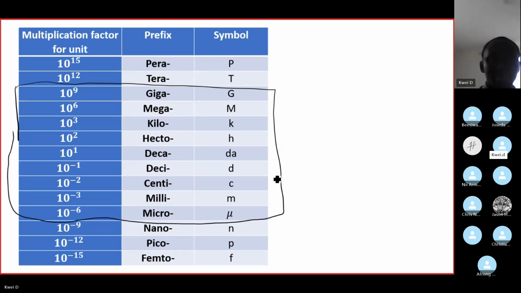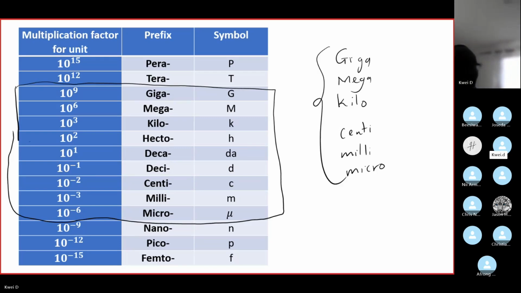Okay, and even you can take these ones off. I'm not saying forget them. I'm talking about the ones that you can come across the most. So the giga, the mega, the kilo, the centi, the milli, the micro. As for these ones, in SHS syllabus, you're going to meet them.